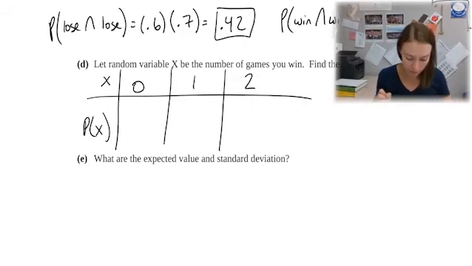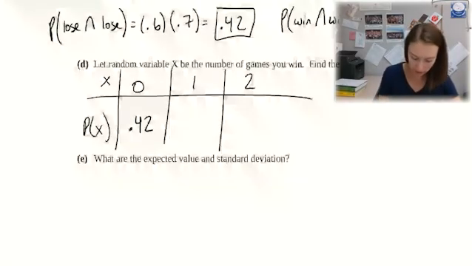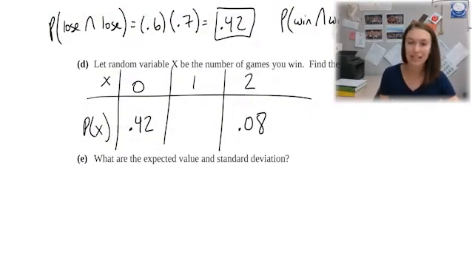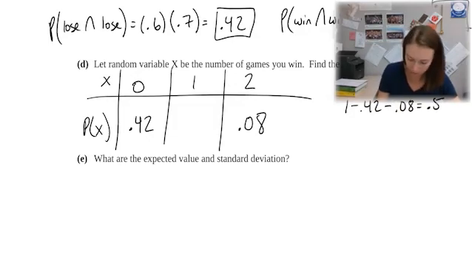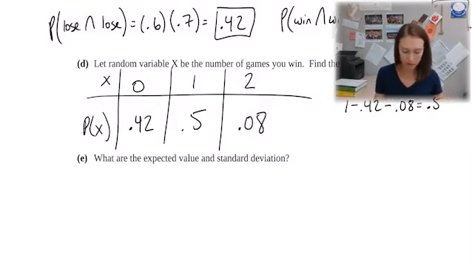Now, I found that the probability I lose both games is 0.42. So I already have that piece. The probability I win both games is 0.08. And they all have to add to 100%. So 1 minus 0.42 minus 0.08 is 0.5. So there's a 50% chance that I'm going to win one of the 2 games.